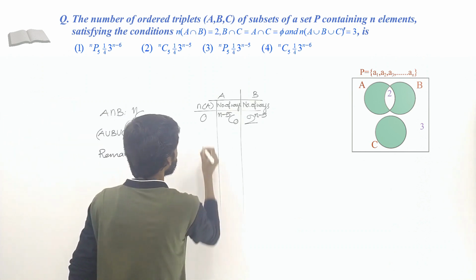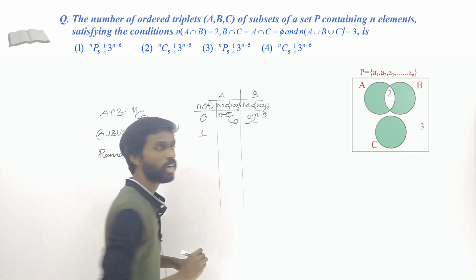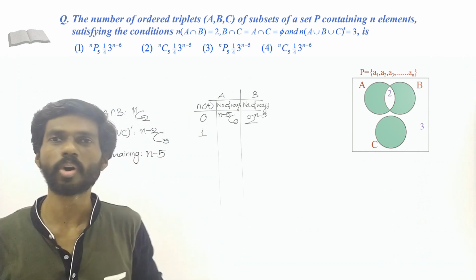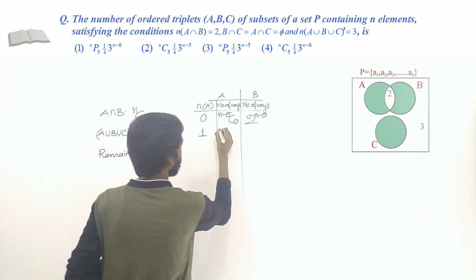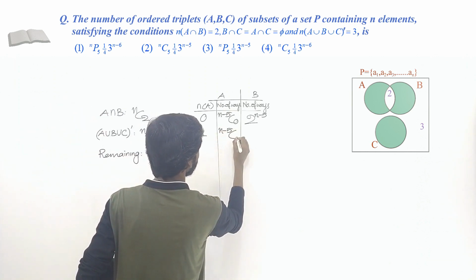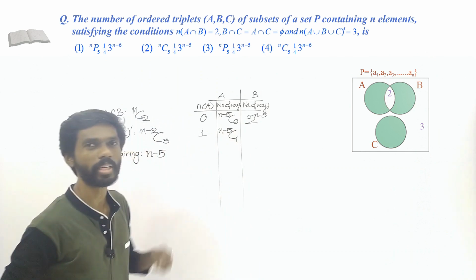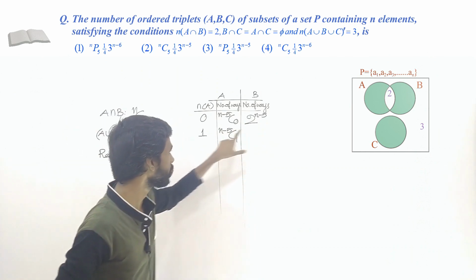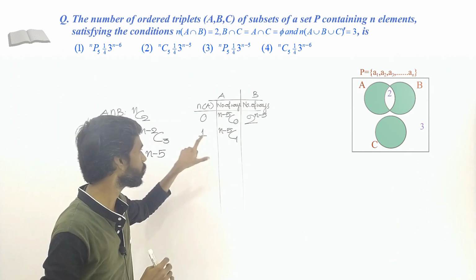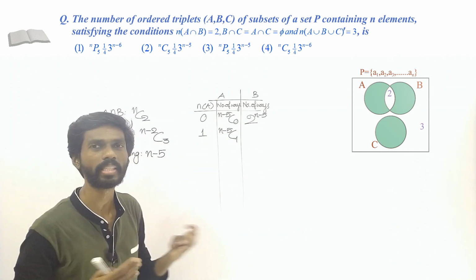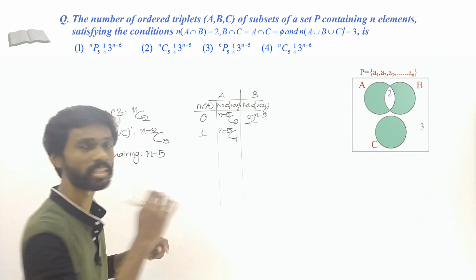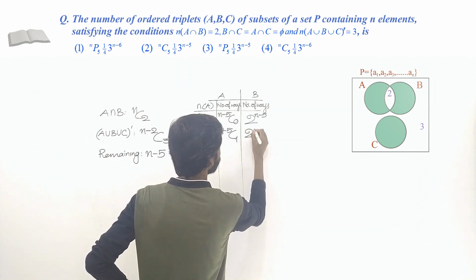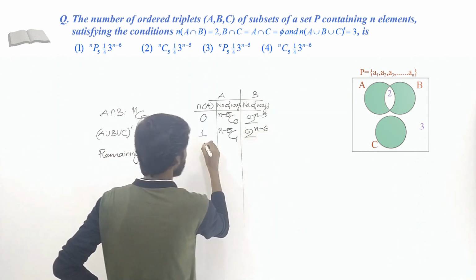Alright. Similarly, the next one, n of A is 1. So A has just one element. So how many ways can this be selected? So n minus 5 C1. Okay, so one element is selected. Now B cannot have the same element. Alright, so apart from this one element, B can have any subset from the remaining n minus 6 elements. So which means 2 to the power n minus 6. So it will go on like this.